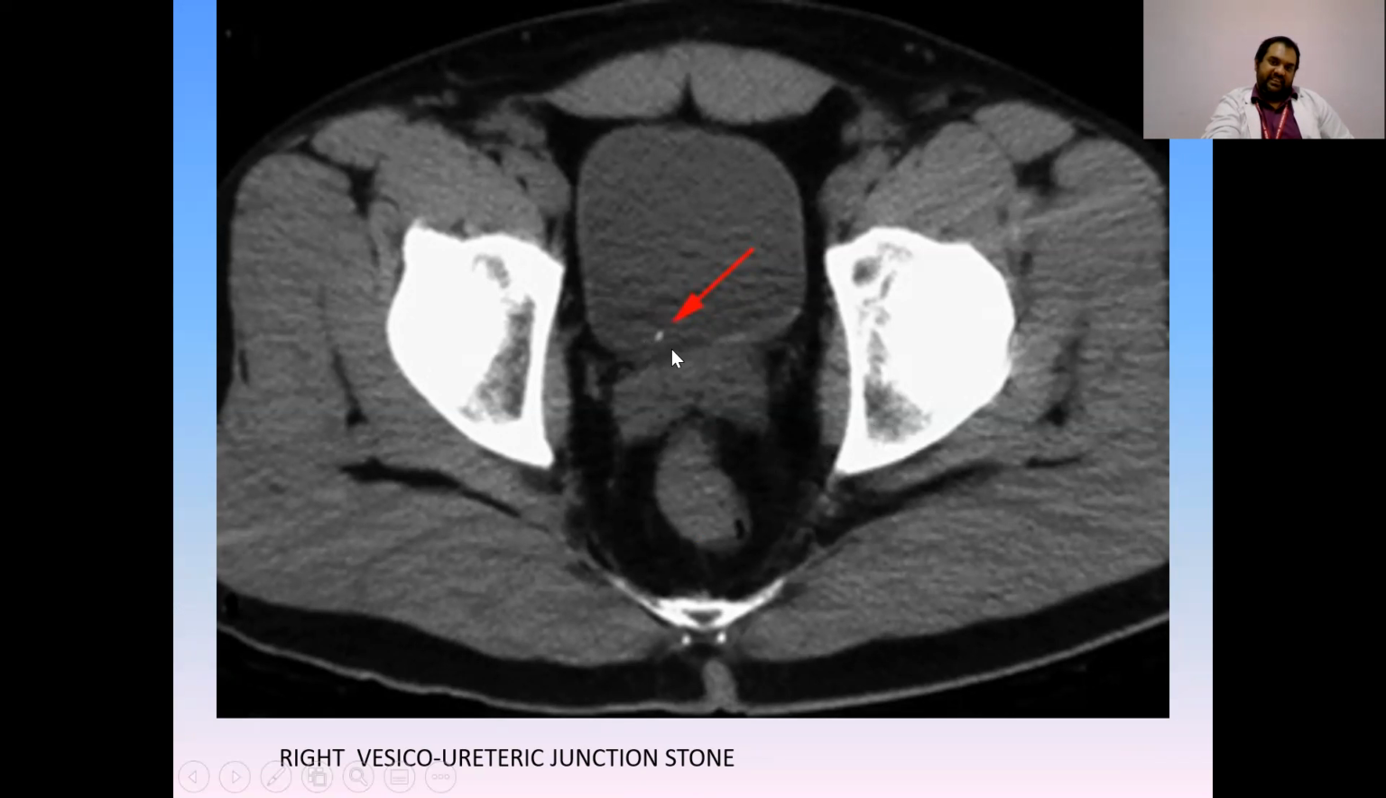See the small hyperechoic lesion, 2 to 4 mm, in the right VUJ. Suggestive of right VUJ calculus, vesicoureteric junction calculus.